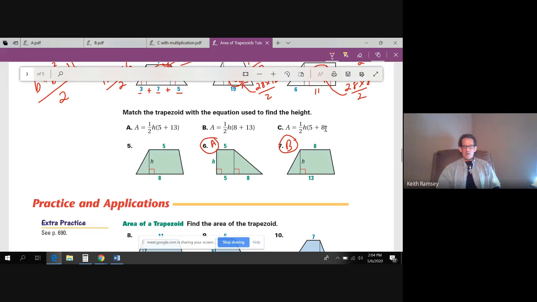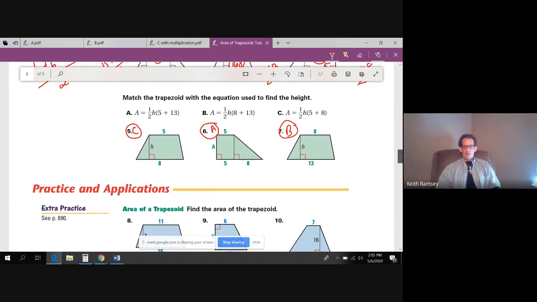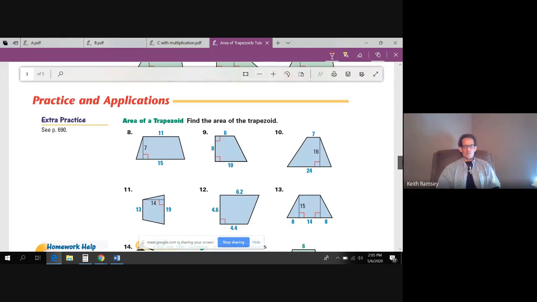And then this one is 5 plus 8. And if you look over here at number 5, here's 5 and 8. And I'm multiplying that by the height. And then they have times 1/2. Remember, that's the same as divided by 2, which I think is easier. So this one right here is C. And here's just a few more examples, and I'll let you do some of them on your own.